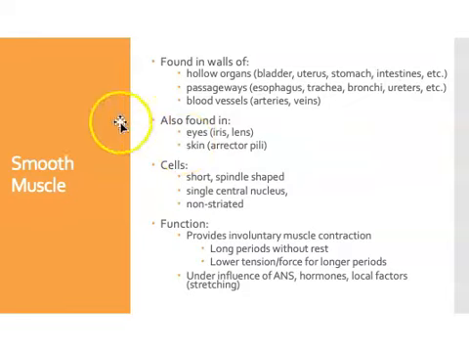Smooth muscle cells, again, are unique in that they are spindle-shaped. They're much shorter than their skeletal muscle fiber counterparts. They have a single central nucleus. They are non-striated. And they are providing the function of involuntary muscle contraction in these locations throughout the human body.